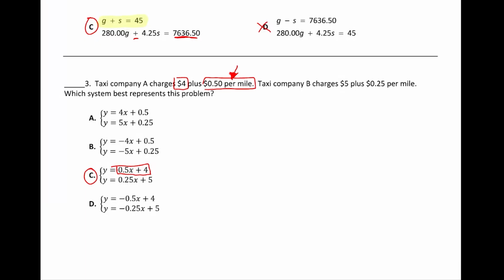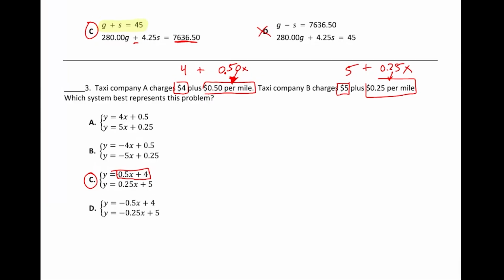We can take a look at company B just to make sure that the other one works too. We've got this one-time charge of $5 plus 25 cents per mile. So this is going to be the times x. So we got 4 plus 50 cents times x and 5 plus 25 cents x. So yeah, the only possible answer here would be C.